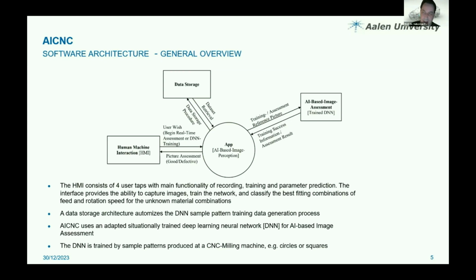And the target is to run some unknown materials. The machines have mostly the problems, and there are some unknown material combinations. Then it needs time to find out the best parameter settings, and so with our system, we are able to shorten the running process of the CNC machine. We have different patterns like circles or squares. We also tried out some line patterns and so on, but circles and squares fit most for what we're doing.